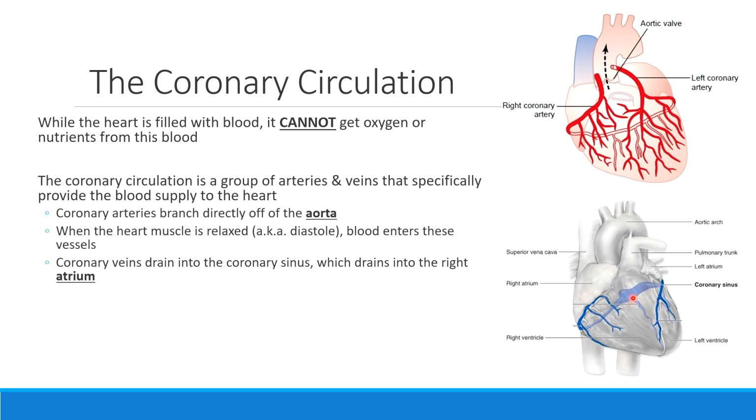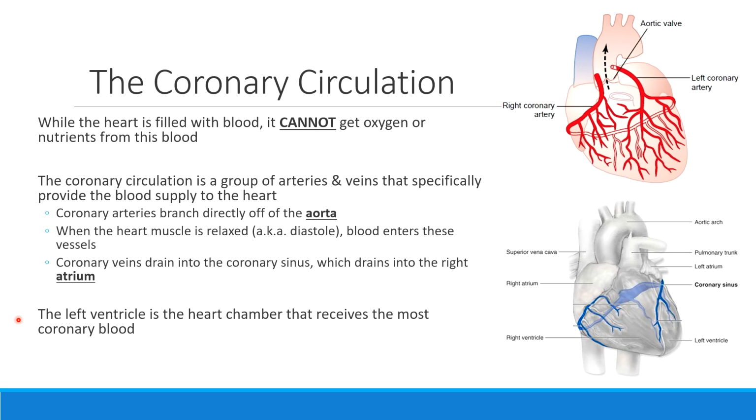The coronary sinus is actually directly connected to the right atrium. Remember that the right atrium is the place where all of the oxygen poor blood from the body goes into. So when we're done with the blood that's circulated through the coronary circulation, it actually goes right back into the pulmonary circulation, sending blood out to the lungs to get oxygenated again.